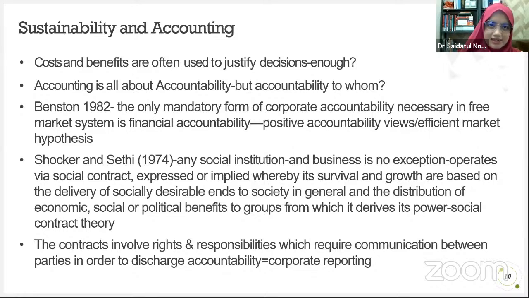So the contract actually involves rights and responsibility, which requires communication between parties in order to discharge accountability. Now, when there's a social contract and there's accountability, then when you are accountable for something, you have to explain yourself. And how are you going to explain yourself without reporting? So that is where corporate reporting comes from, because companies have to explain themselves to the people they have to be accountable to: their shareholders, the society, the NGOs, overall. So that is where corporate reporting comes in.